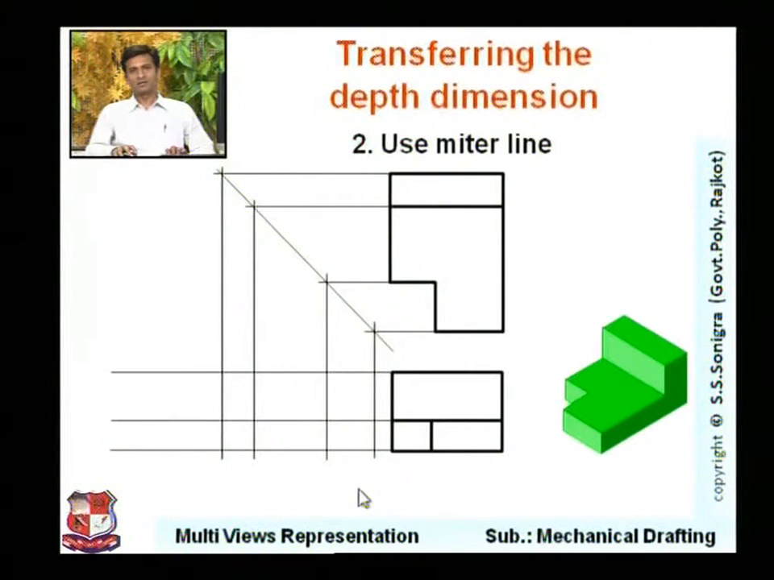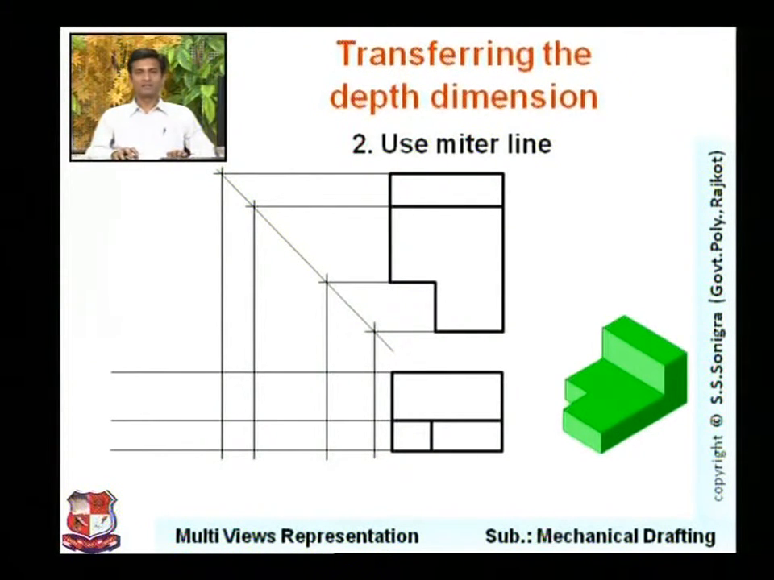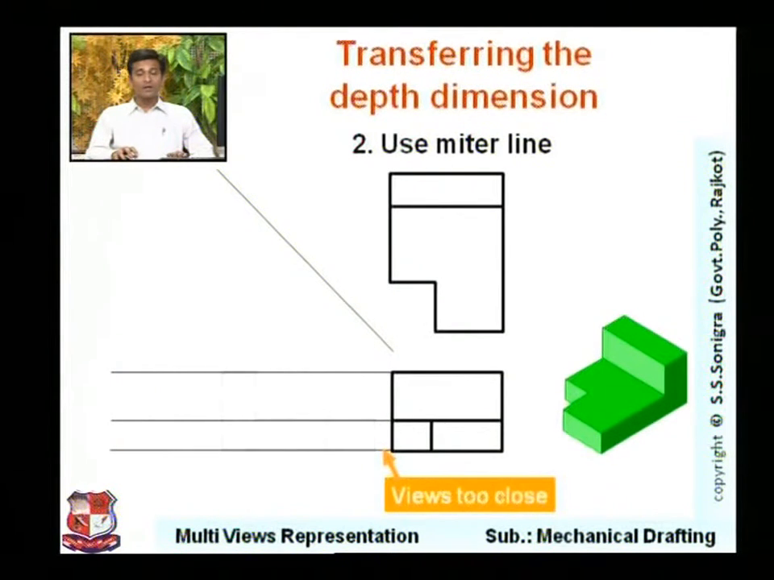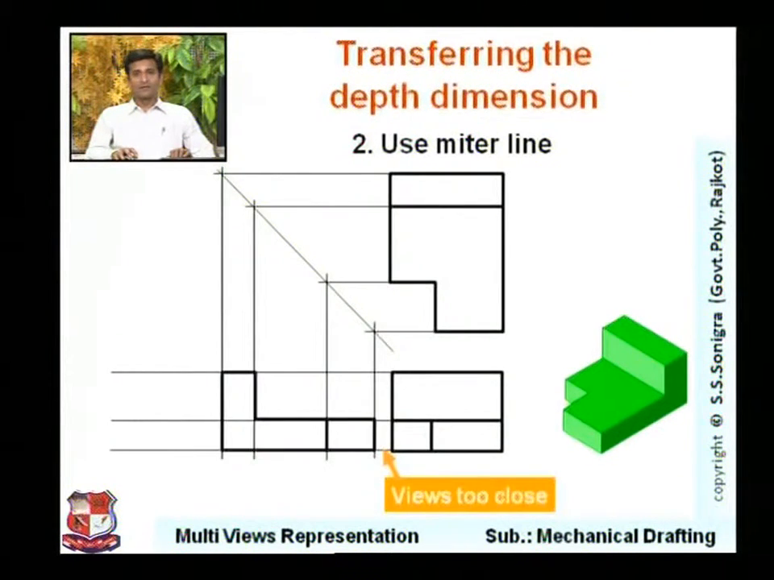The first method is to transfer the dimension with the help of scale and measurement, and the second method is to transfer the dimension with the use of miter line like this. You can see here views are too close, right? So whenever you draw miter line, you should take care about this distance.